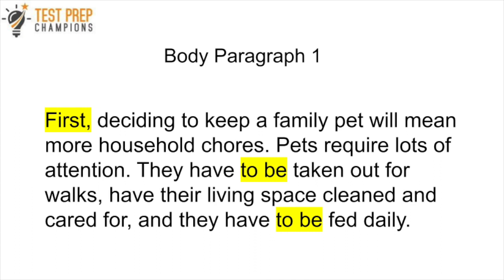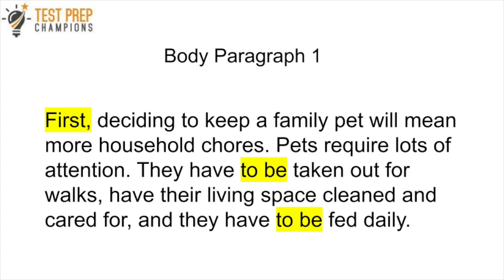Why do I have the words "to be" highlighted twice here? Well, the reason is because I've highlighted this because this is written in the passive voice. Now, passive sentences make it harder to understand the subject of the sentence. So, for example, who has to take the pets out for walks? Who has to feed them? See how it's not completely clear?